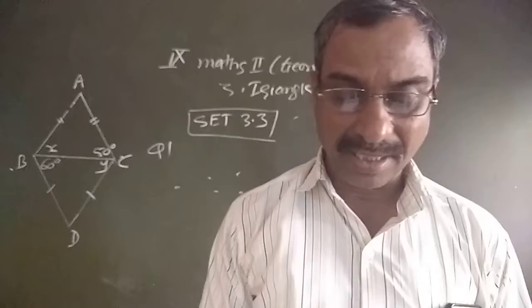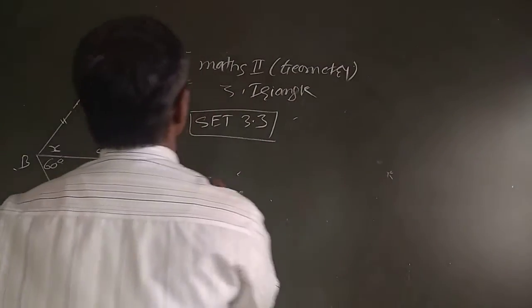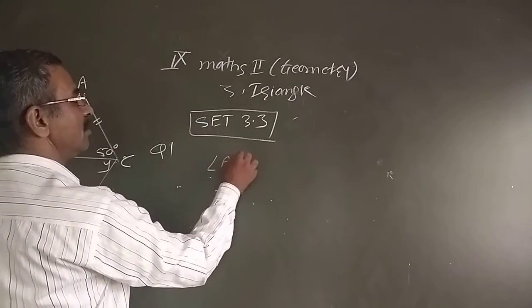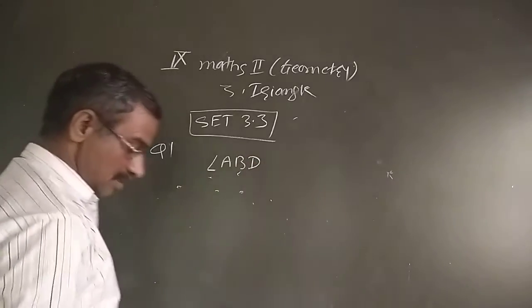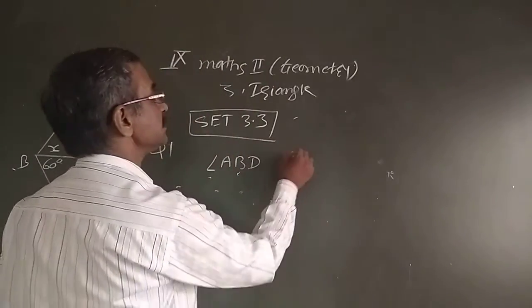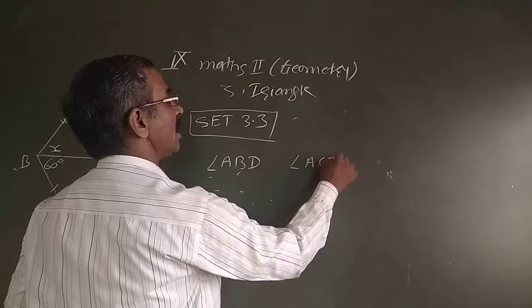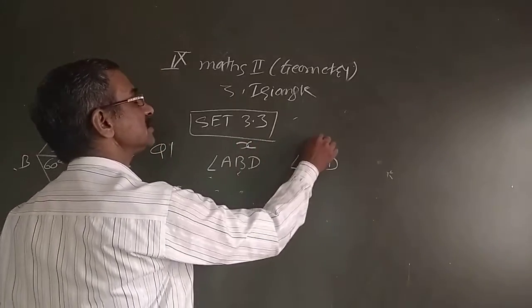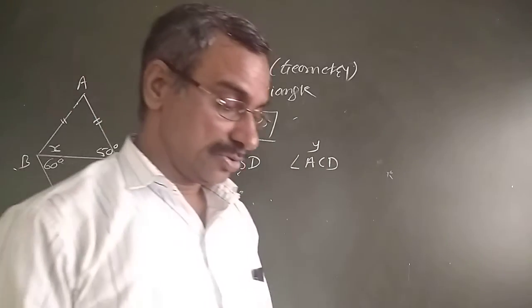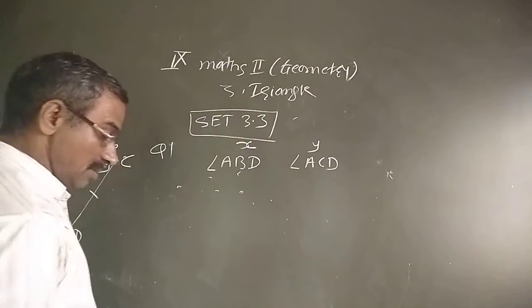Find the value of x and y using the information shown in the diagram. Find the measure of angle ABD as well as angle ACD, and also find the values of x and y. So the solution of it.